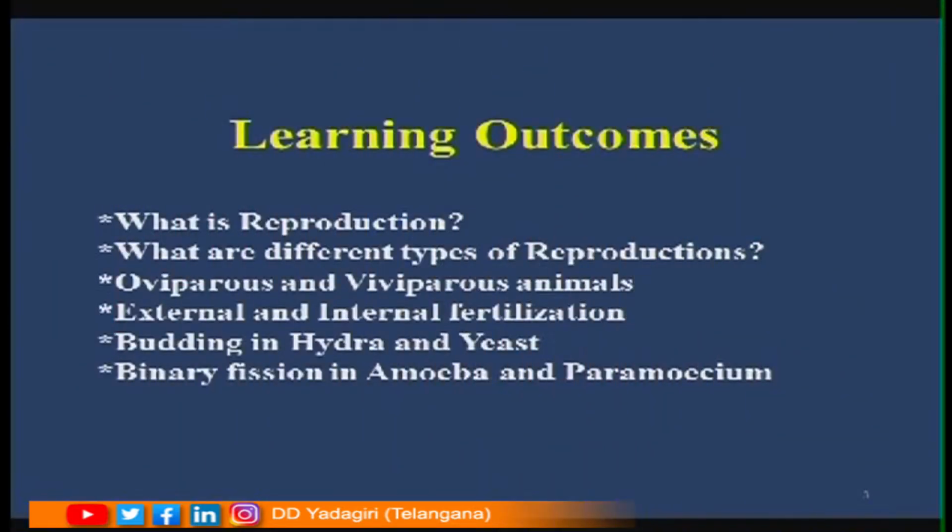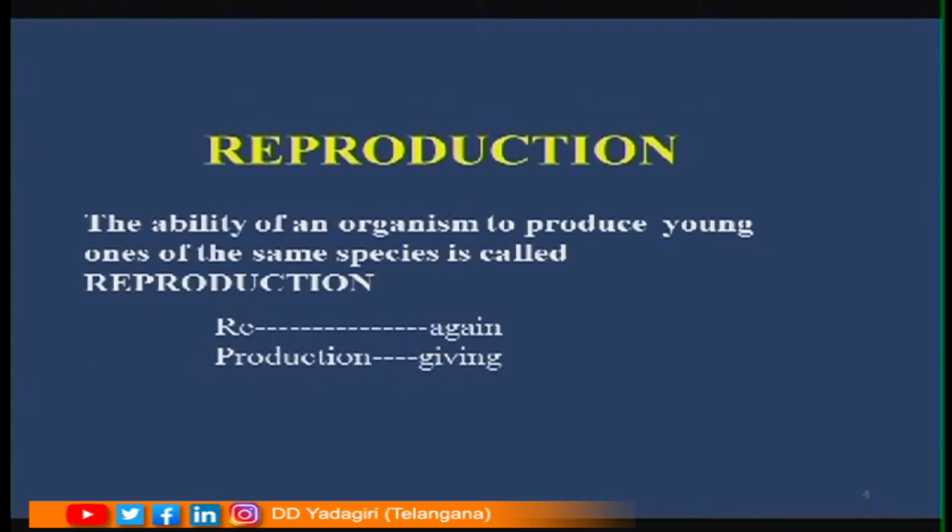Before going to see all these things, let us first see what is meant by reproduction. So, what is reproduction? The ability of an organism to produce young ones of the same species is called reproduction. Re means again, production means giving. So, that is nothing but again giving birth to young ones of the same species is called reproduction.